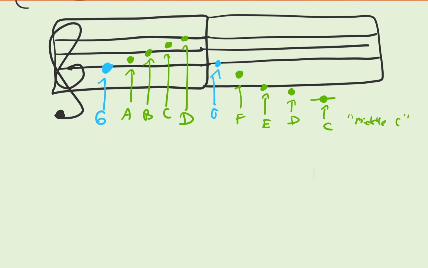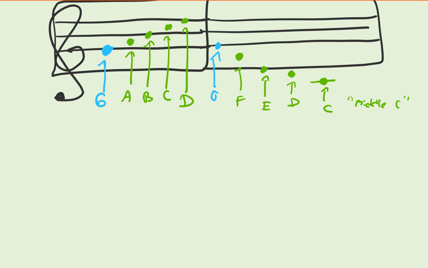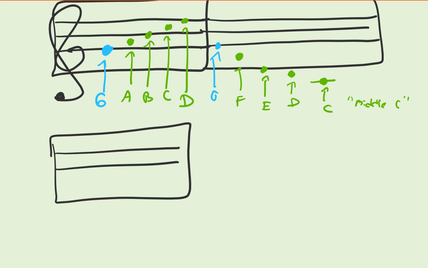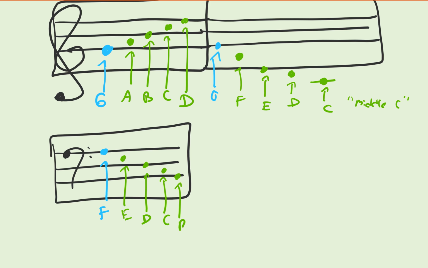Well, now let us go down to the bass clef area. So again, bass clef starts up here. By definition, this is going to be an F. So if we go down, this would be an E. This would be a D. This would be a C. This would be a B, and so on.